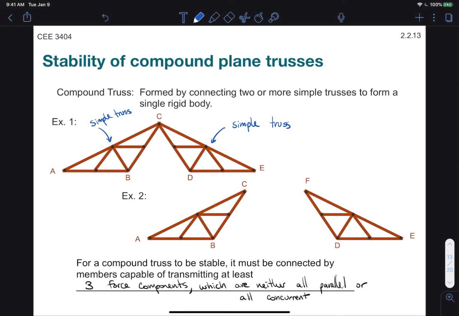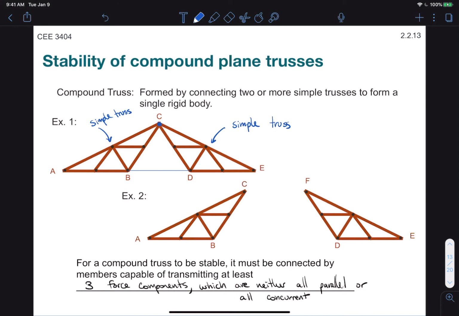Clearly this is not stable because both trusses are able to rotate around point C. So we'd like to add members such that this becomes a stable compound truss. So what we can do, for example, is join points B and D together. That now creates a stable truss because we can also count the joint as a new connection.